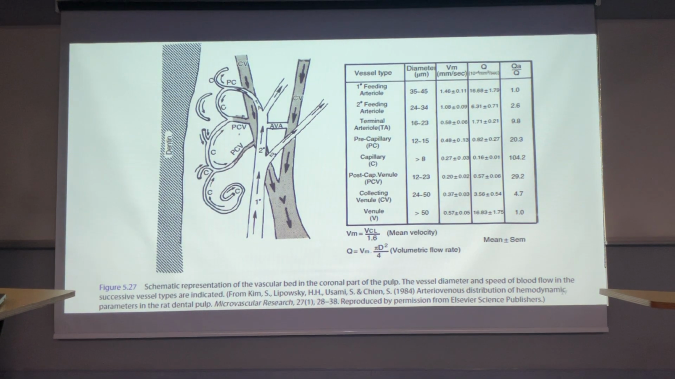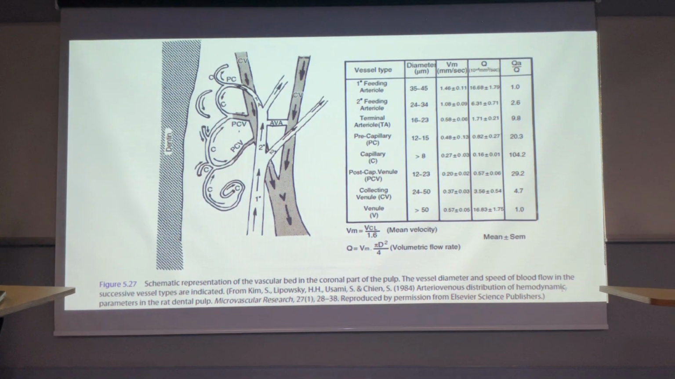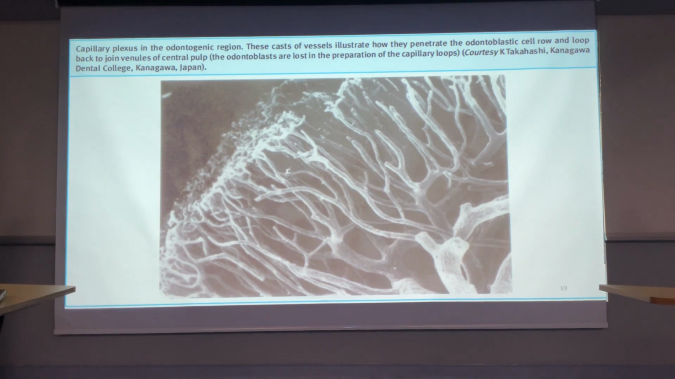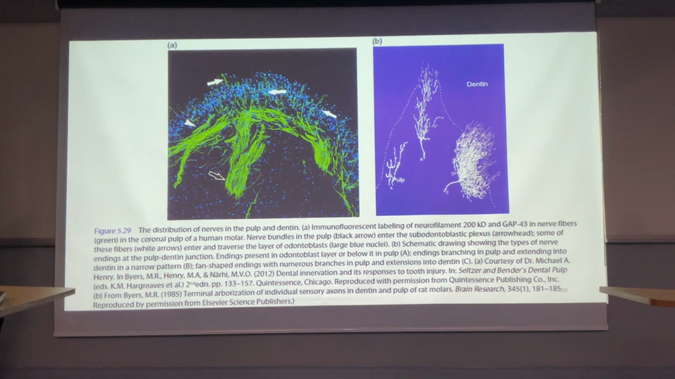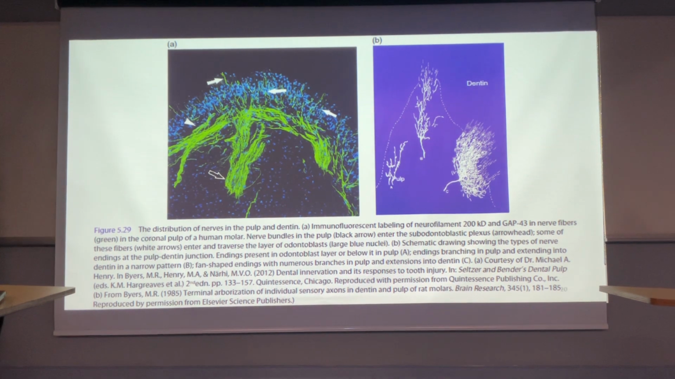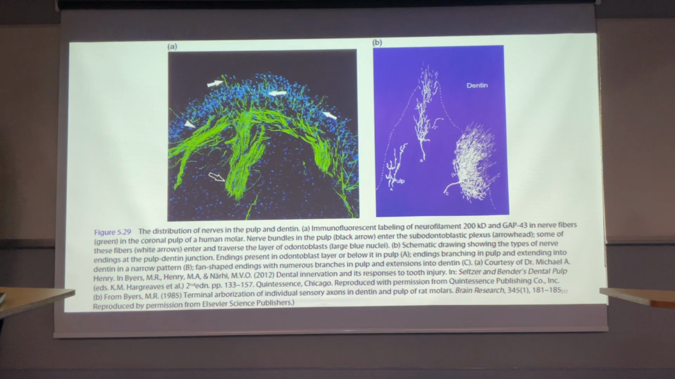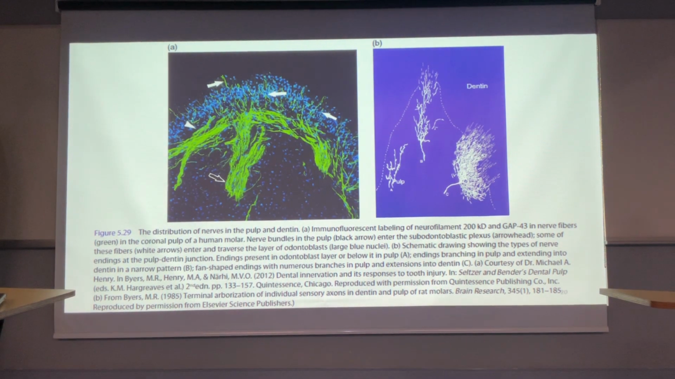Here you can see the distribution of the blood vessels. You can read this part for yourself. Again, you can see blood vessels, the branched part of the blood vessel in the pulp. Again, you can see our blood vessels, the capillary plexus. And in this schema, I'm showing you a picture from the confocal microscope.